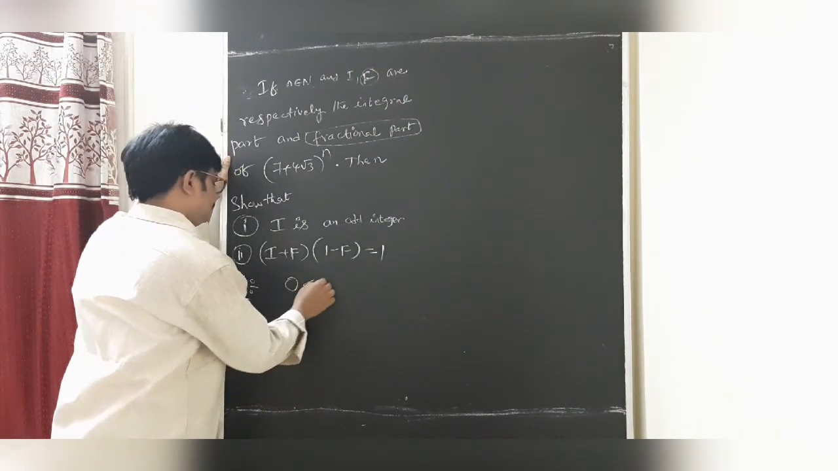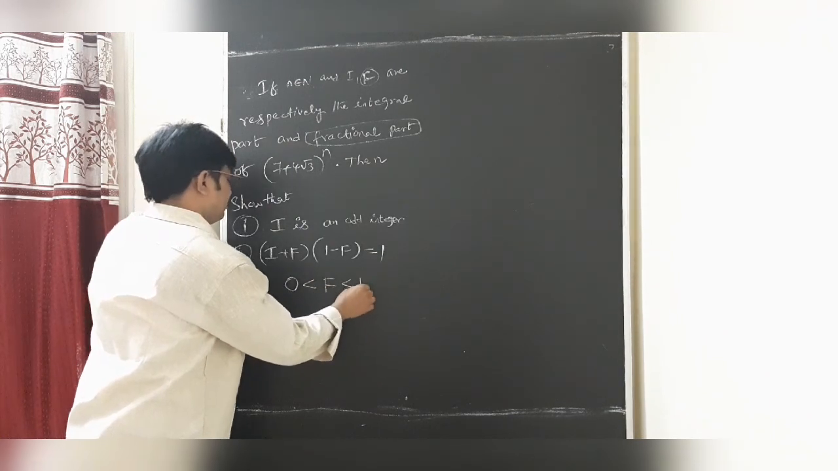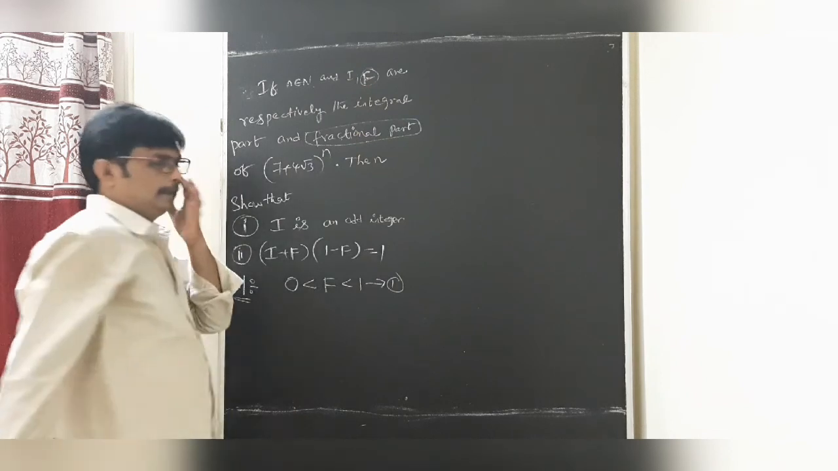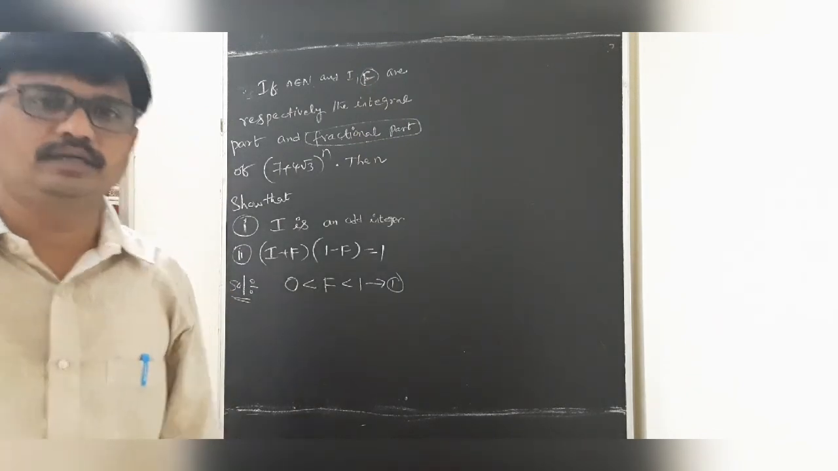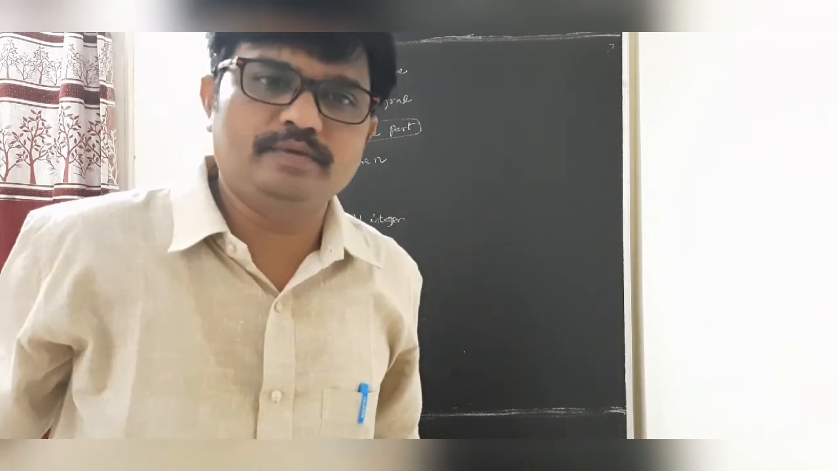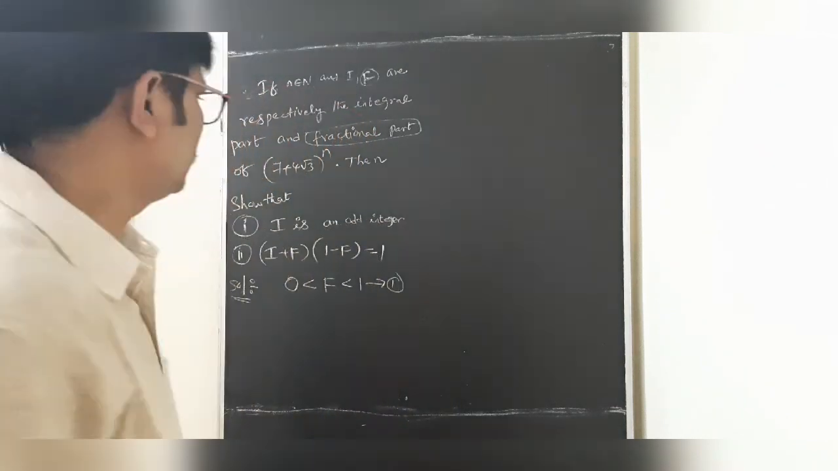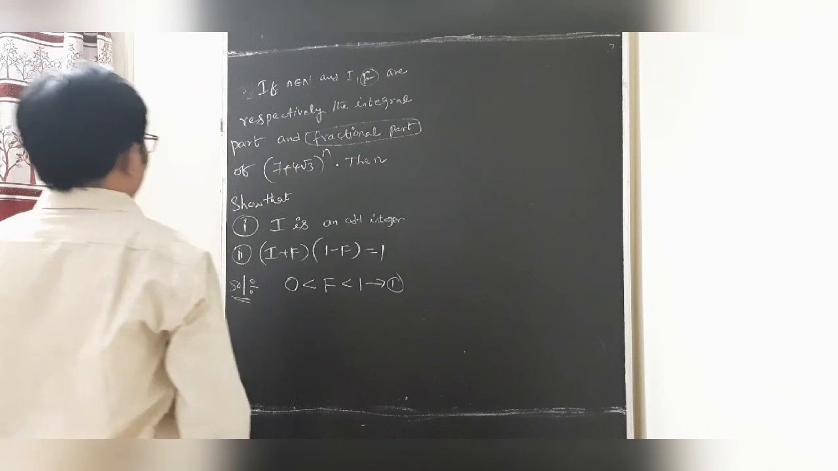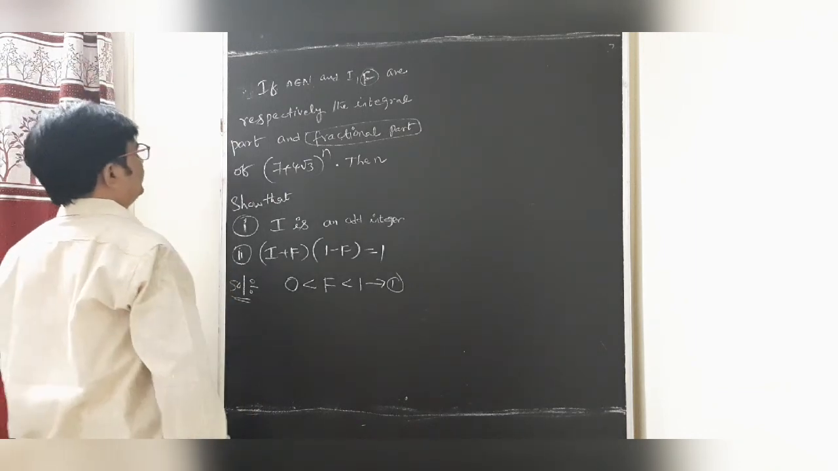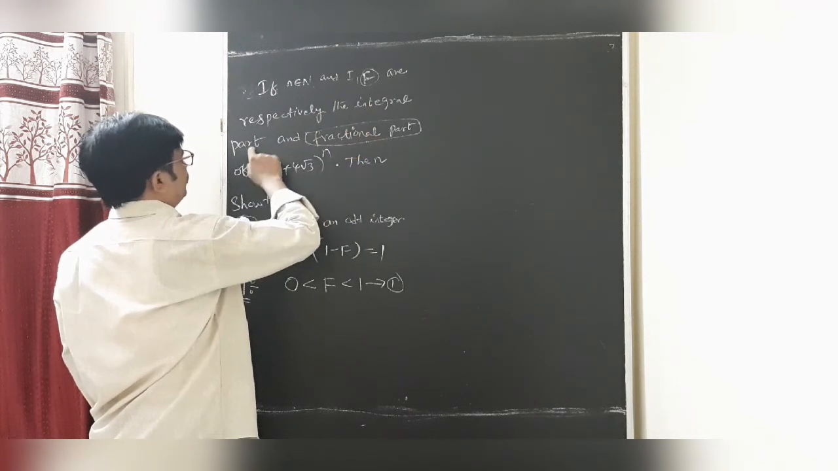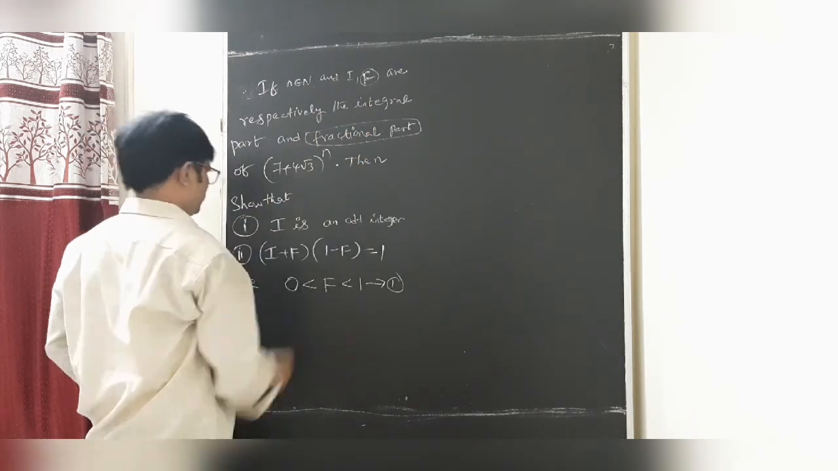So students, 0 ≤ f < 1, where f is the fractional part. Fractional part means f = x − floor(x), which always lies between 0 and 1. So students, what is given? I and f are respectively the integral part and fractional part of this.